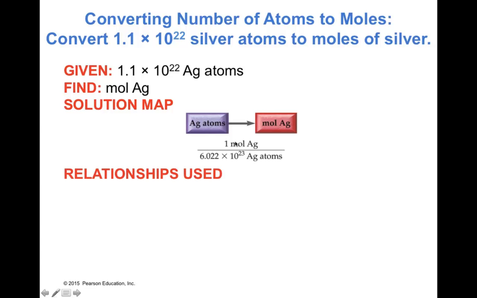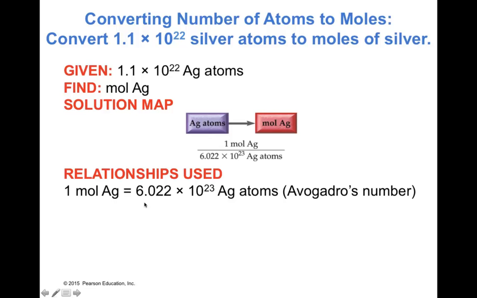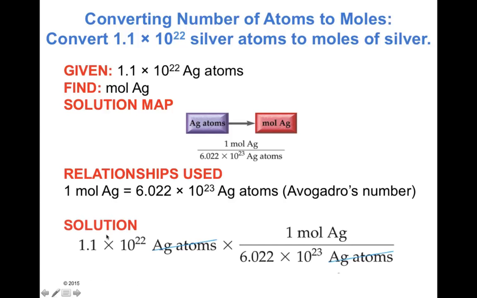So 1 mole of silver is equal to 6.022 times 10 to the 23rd atoms of silver. So in this way, by using this, we can go from the atoms to the mole. So 1.1 times 10 to the power of 22 atoms of silver divided by the Avogadro's number will give us the number of moles of silver. That is 1.8 times 10 to the power of minus 2 moles of silver.